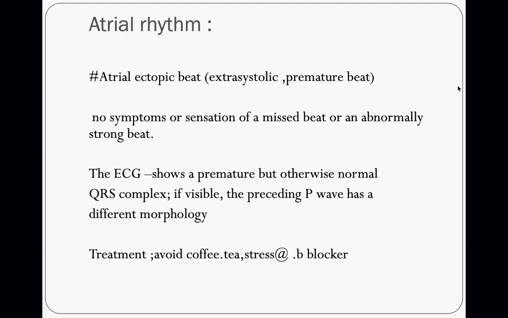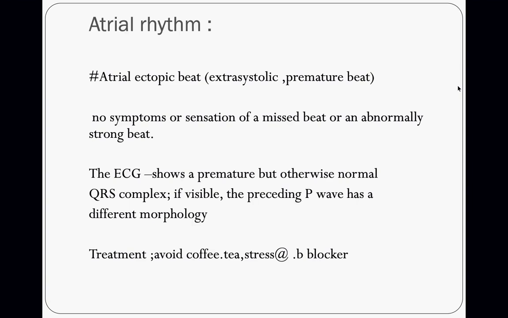Now we talk about atrial rhythm. Atrial rhythm is a form of supraventricular rhythm, that is, the rhythm that occurs above the level of the ventricle. Atrial rhythm is when the generation of the rhythm occurs not from the SA node, but from the atrial pacemaker cell.